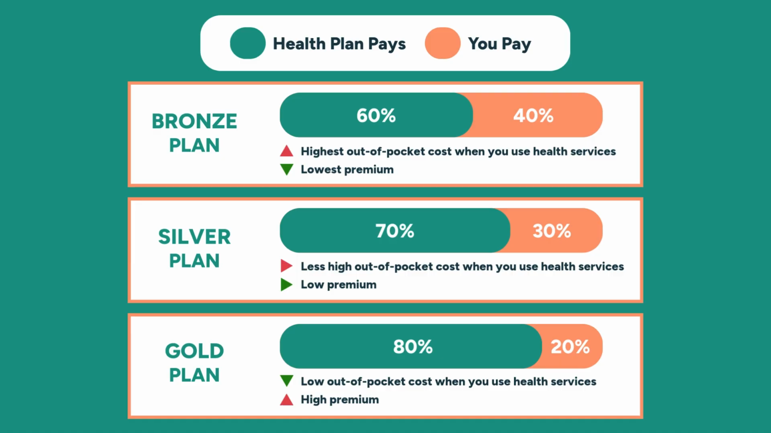The metal level, bronze, silver, or gold, is how you split costs with the insurance company. On average, bronze is 60/40, meaning you pay about 40% of the costs, so the premium may be the lowest. Silver is 70/30, meaning you pay about 30% of the costs, so the premium is also low. Gold is 80/20, meaning you pay about 20% of costs and the insurance company pays 80%.